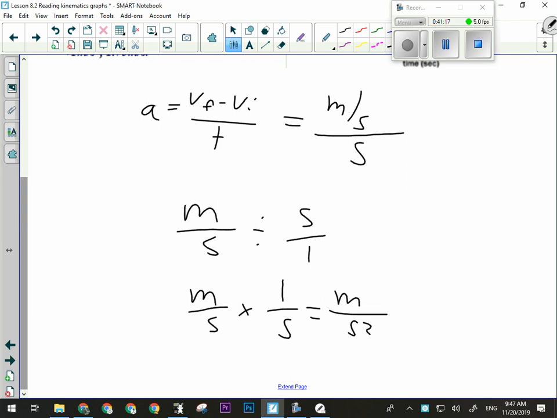Okay, so we always write it as meters per second squared because mathematically that's what it comes out to. It doesn't mean the number is squared. Okay, so don't make that mistake. It does not mean the number is squared. It just means that there's 2 sets of seconds in the units.